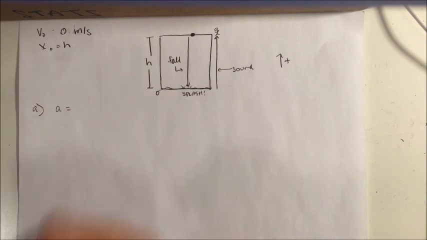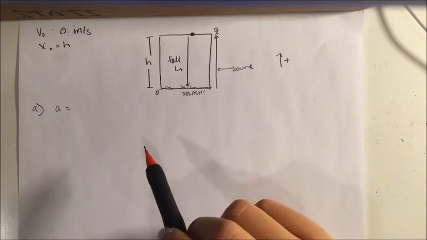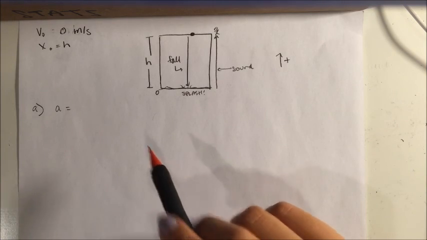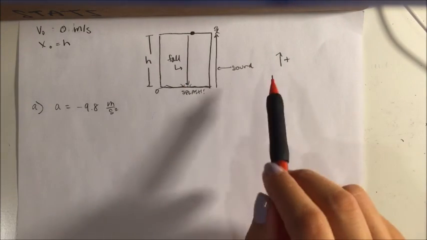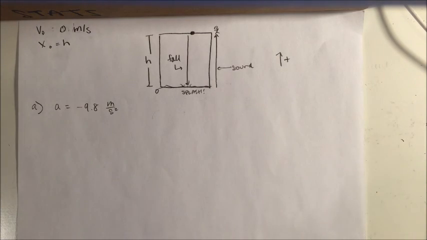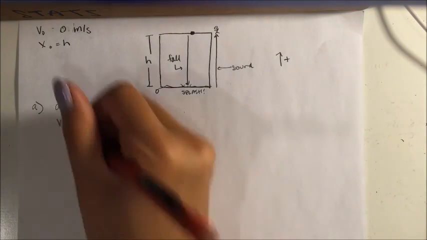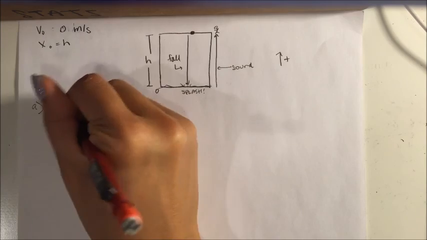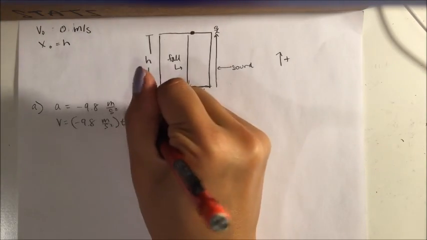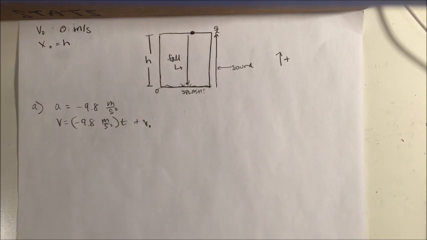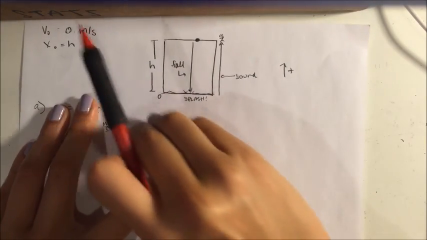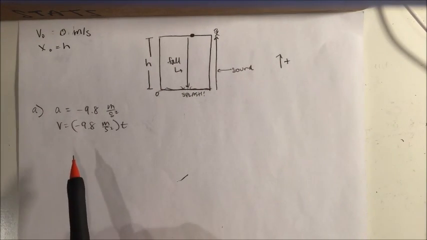I'm going to start with my acceleration equation because this rock is falling at a constant acceleration due to gravity. That constant acceleration is negative 9.8 meters per second squared. It's negative 9.8 because it's going in the downwards direction where upwards is positive. I'm going to anti-differentiate and get velocity. My velocity is going to be negative 9.8 meters per second squared times time, plus initial velocity. In this case, the initial velocity is 0. So this is actually our final velocity equation.